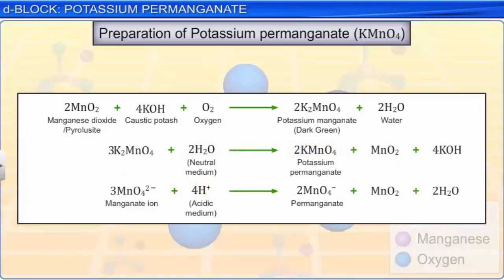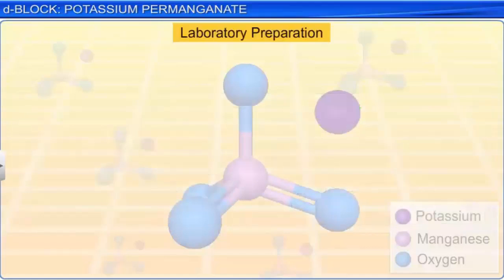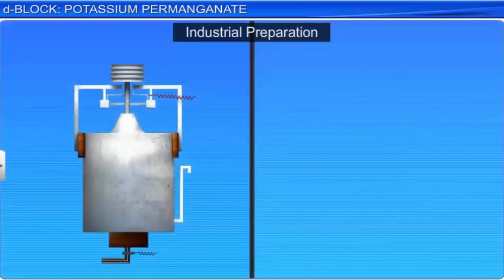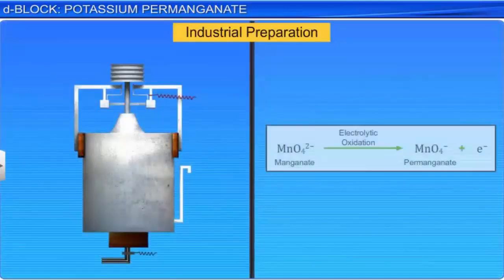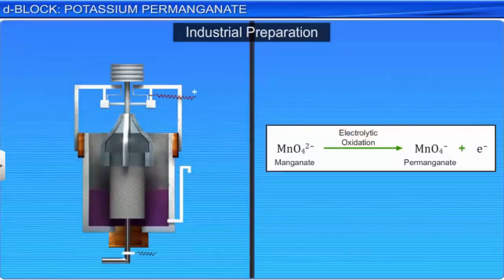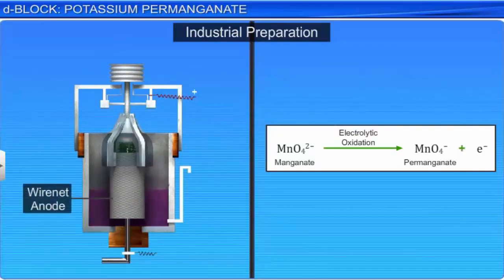In the laboratory, potassium permanganate is prepared by the oxidation of a manganese(II) salt by peroxodisulfate. Industrially, it is prepared by the electrolytic oxidation of a manganate solution. In this method, the manganate solution is placed in an electrolytic cell provided with a rotating wire netting anode. An inlet pipe made of iron for the liquor acts as the cathode.